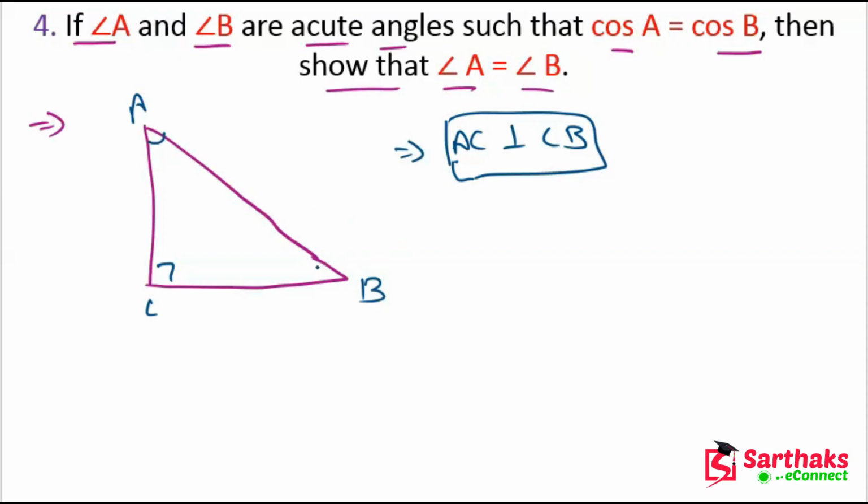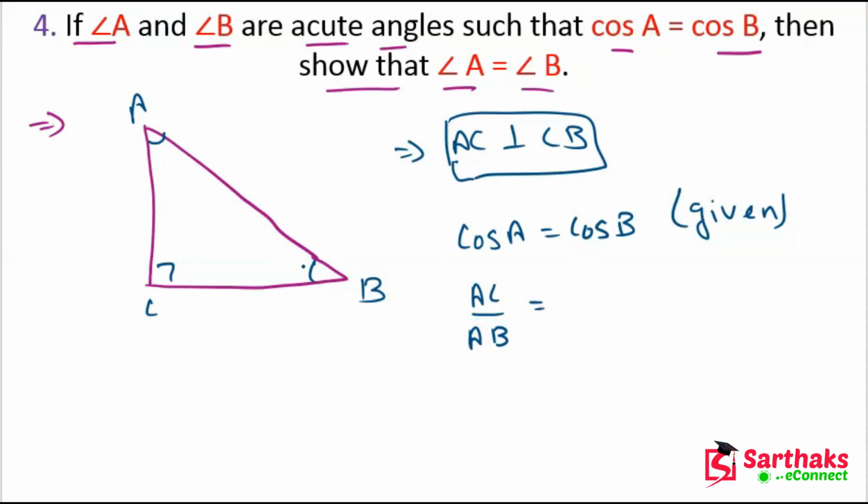So the angles A and B are the acute angles, and we have cos A is equals to cos B. This is given. We know that cos A is base upon hypotenuse, and with respect to A, the base is AC and hypotenuse is AB. So we can write it as AC upon AB.